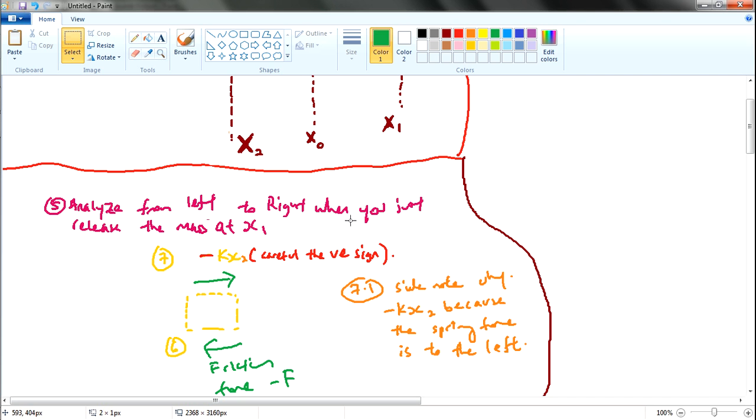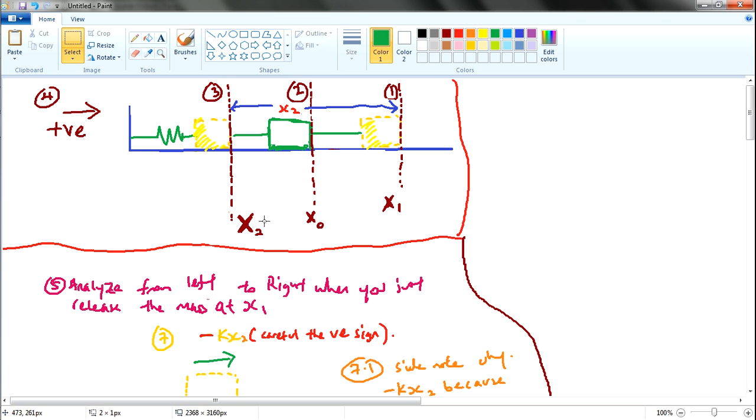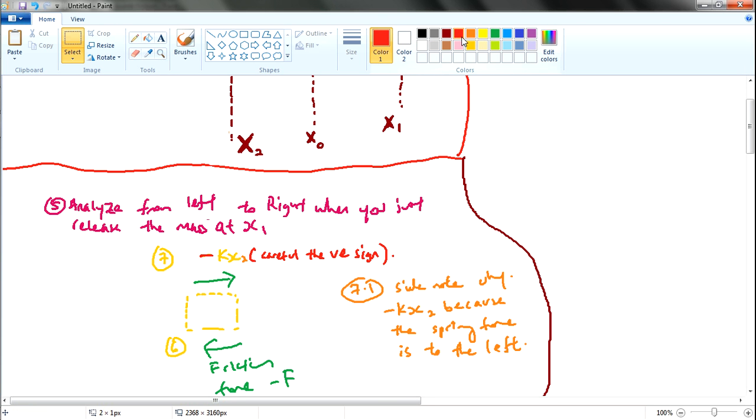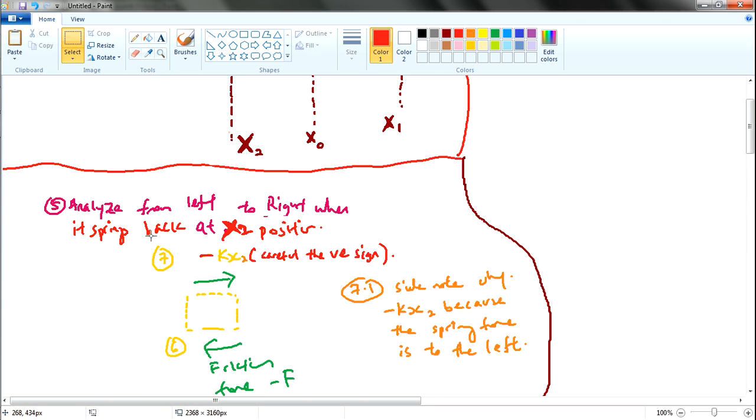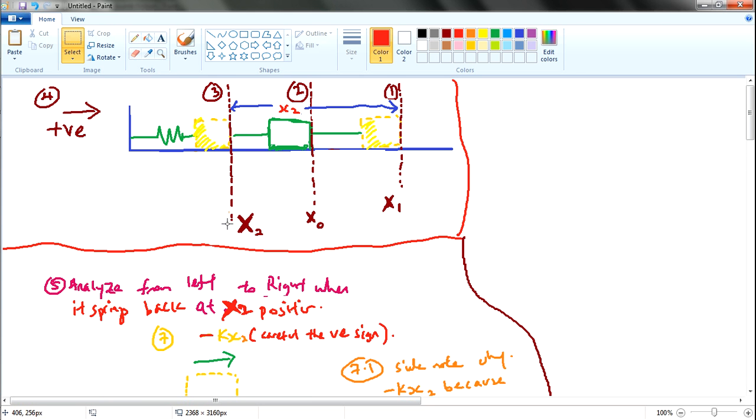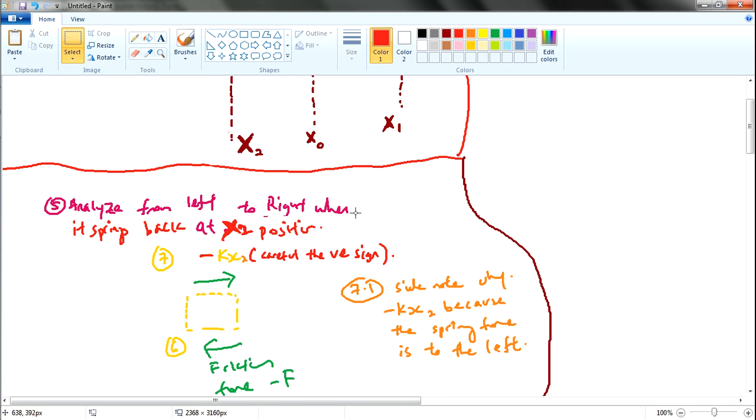So therefore, when you just release the mass at x1, I want to make this very clear. At x1 position, sorry, x2. Okay, sorry, this is x2. At this point, when it springs back, from x2 to x1.